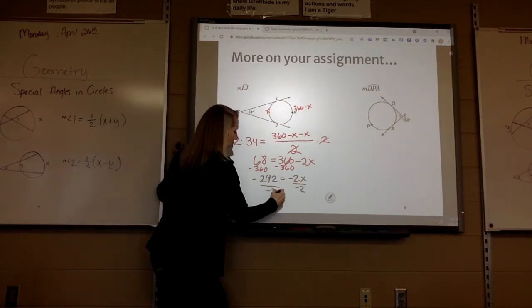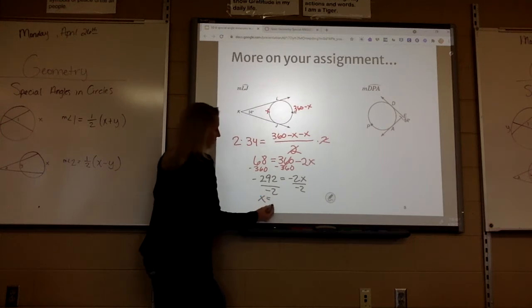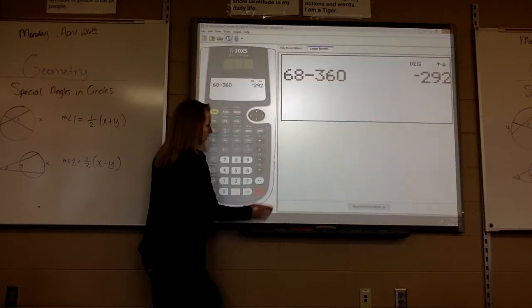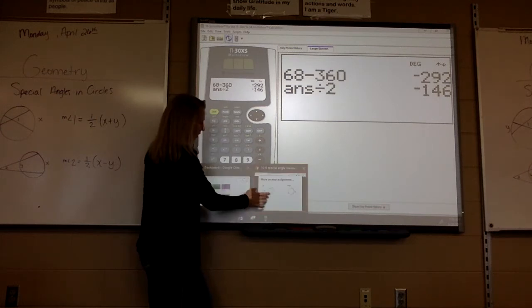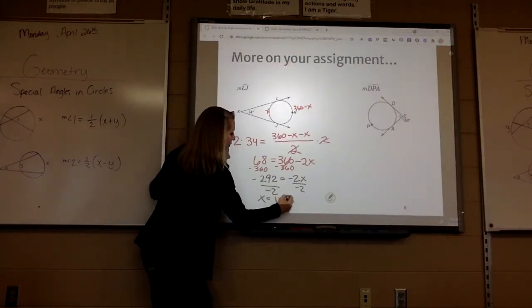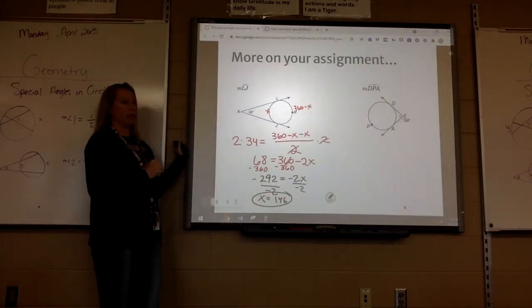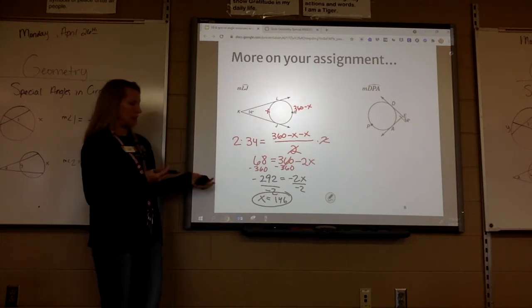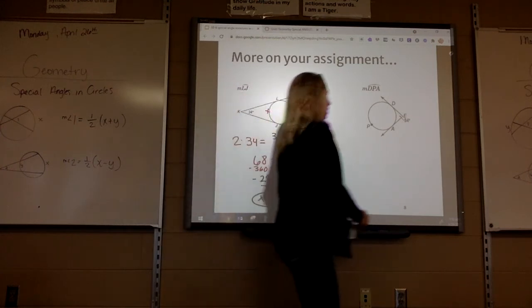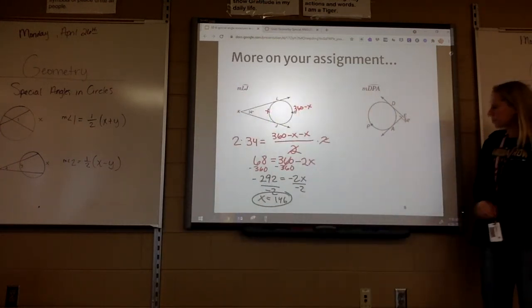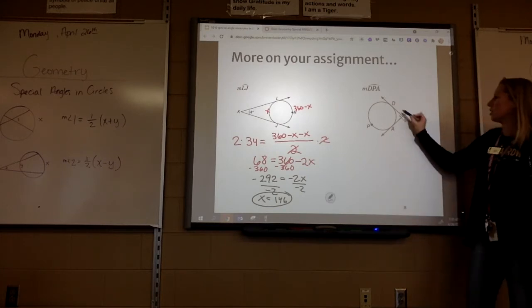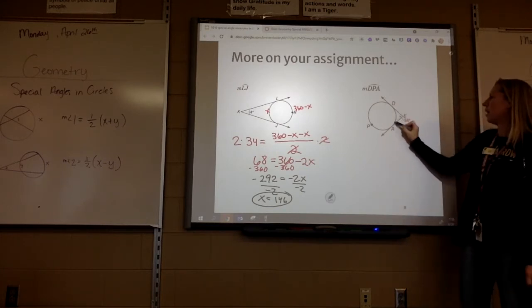That's a lot of algebra, isn't it? What would x equal? Divide by 2, 146. X equals 146. Okay, so that's one of them like that. That's probably your hardest, I think, today. 146 for that one.